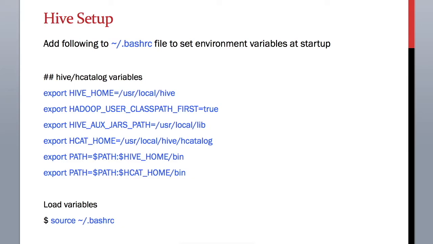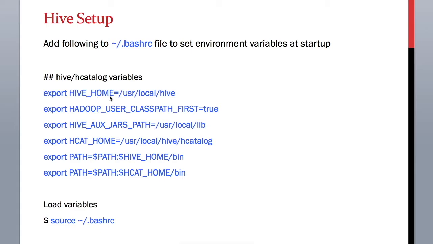Now we have Hive installed on our machine, but we also want to set up a few new environment variables so that we can use it easily every time we need to. In order to do that, we will add a few new environment variables in our .bashrc file or .bash_profile, which is saved in the user's home directory. Okay, and we need to add these variables.